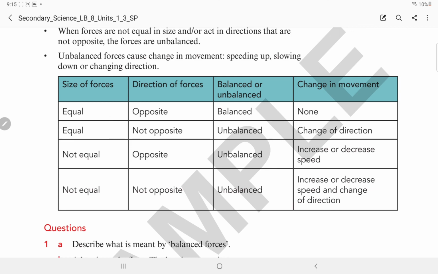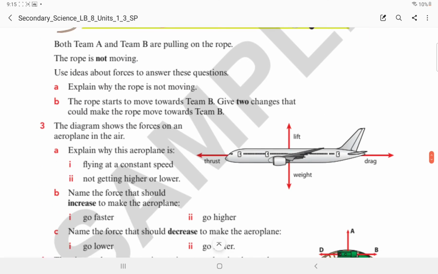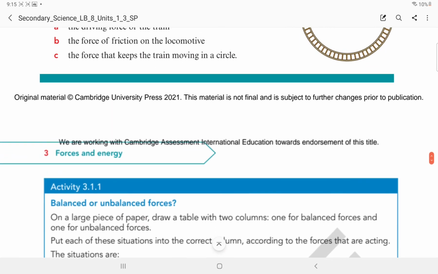Okay, write this box and this summary in your notebook, and please try to answer this question. I will help you to answer.